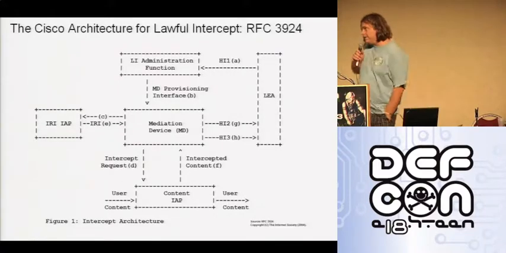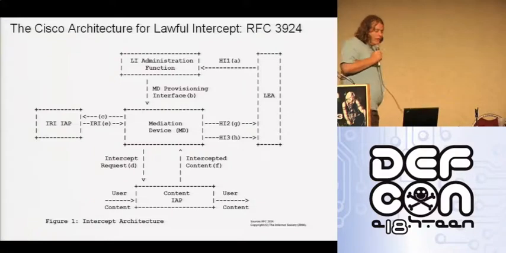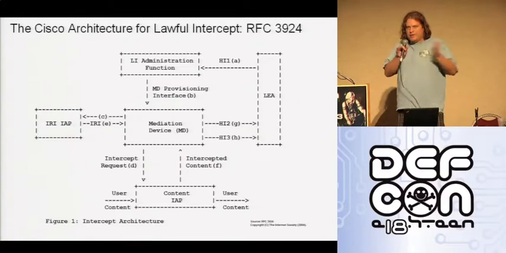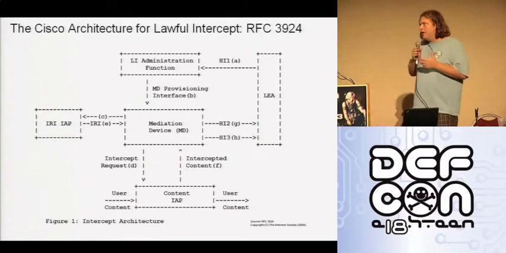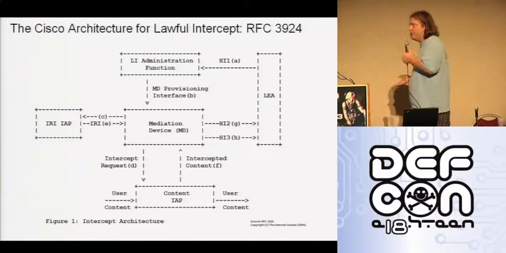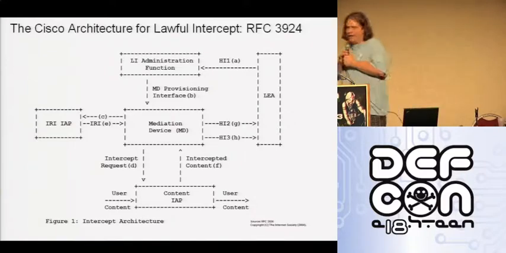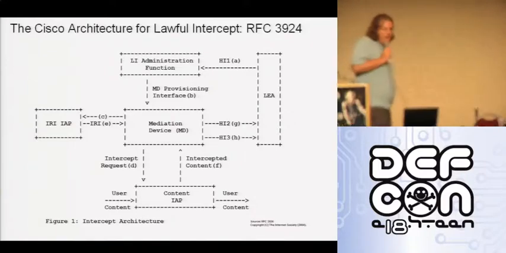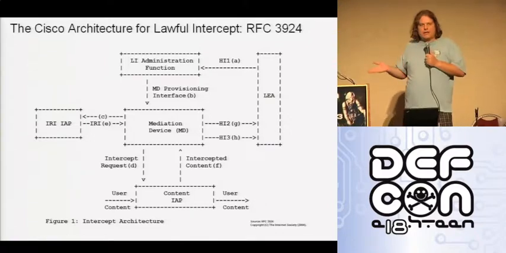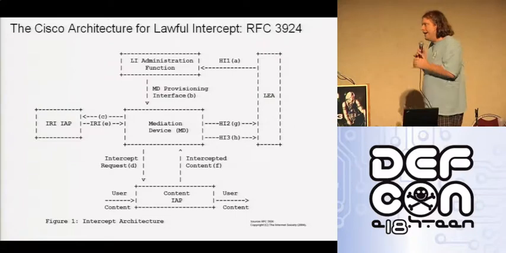This diagram is from the RFC, and some of the entities in this diagram are actual pieces of equipment, and some of the entities are organizations of people. The first organization of people is the LEA. That's the law enforcement agency. They get permission to wiretap a suspect, and they bring it to the ISP.